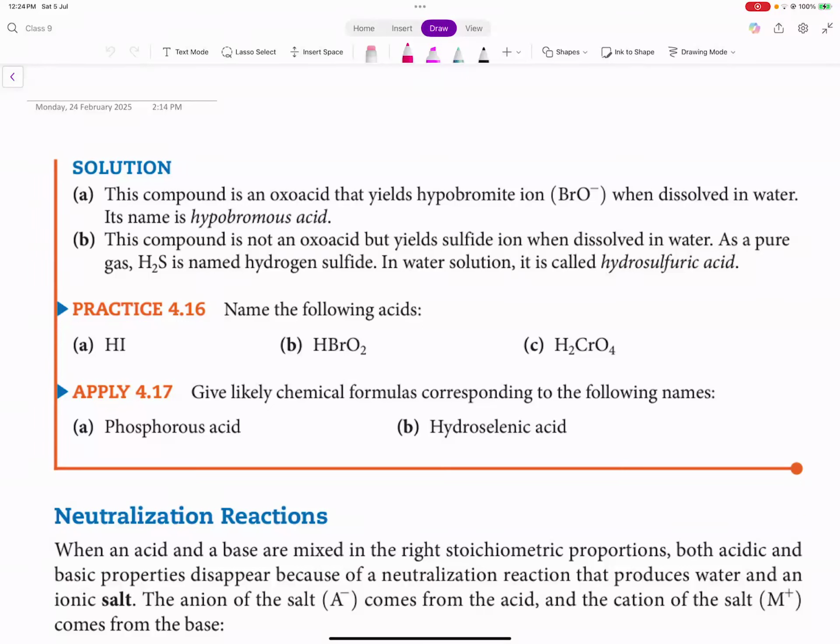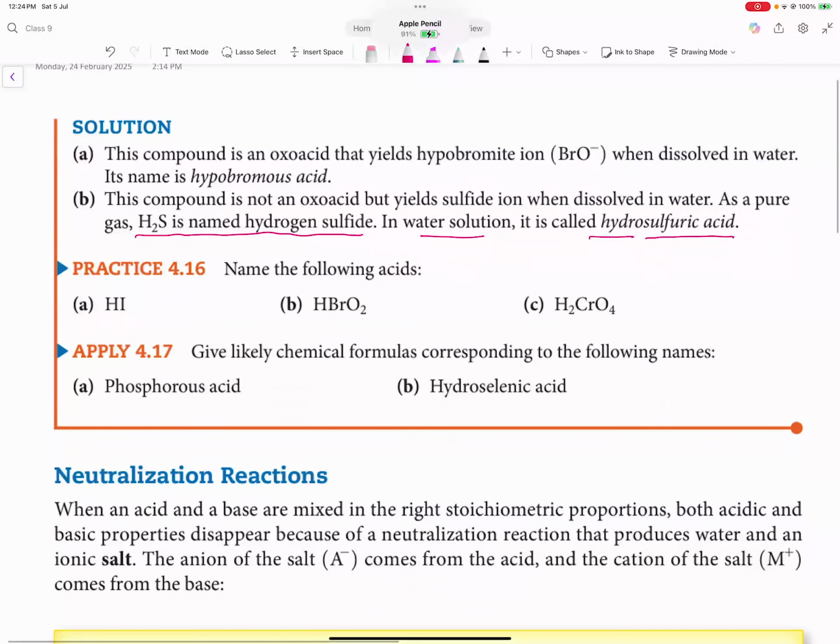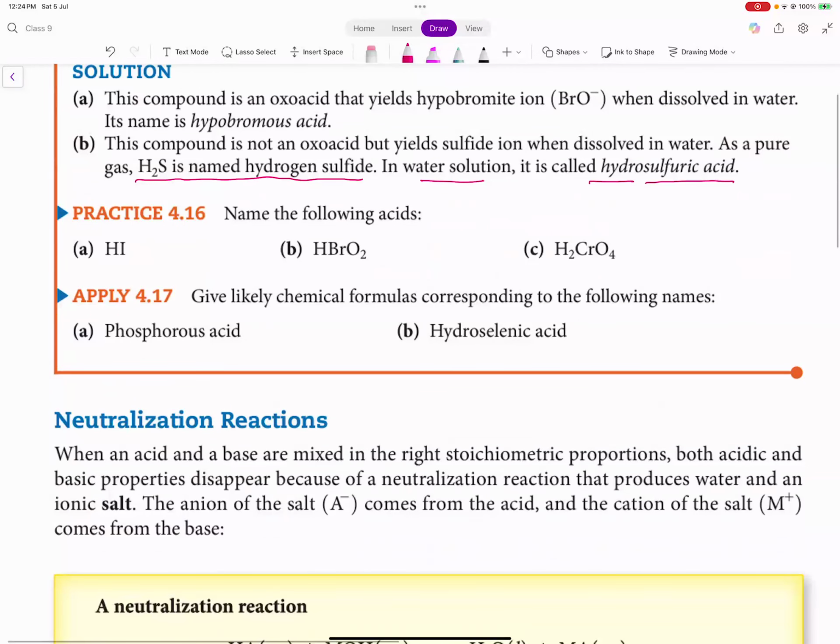Next, H2S. It is not an oxo acid, but it will give sulfide ion when dissolved in water, right? As a pure gas, H2S is named hydrogen sulfide. If it is pure gas, it is named hydrogen sulfide. In water solution, we will call it hydrosulfuric acid. Okay, H2S is called hydrosulfuric acid. Now, do 4.16 and 4.17. Let me know when you are done.